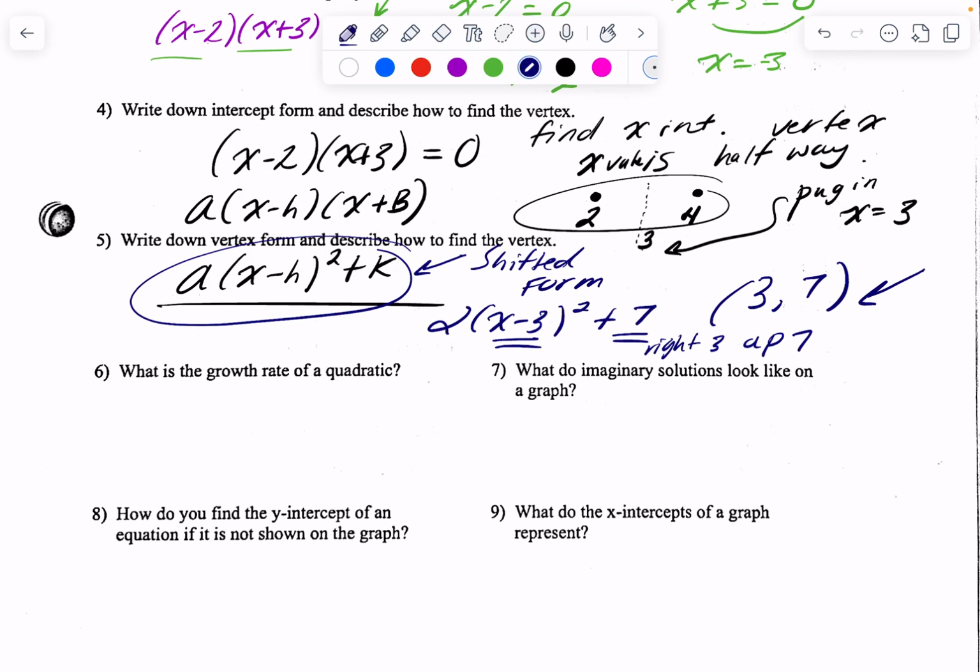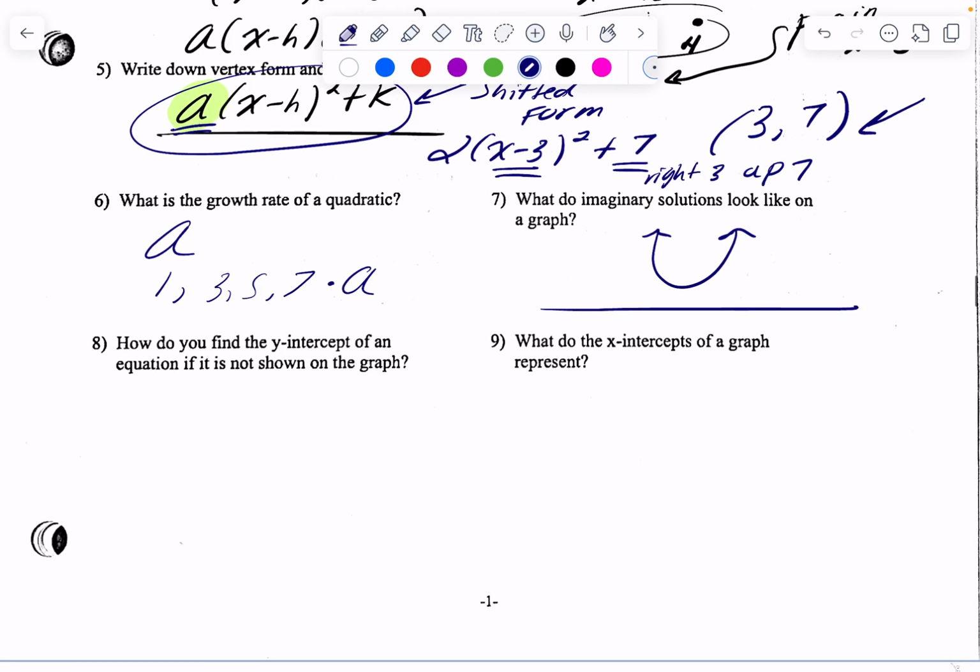What is the growth rate of a quadratic? It's our a value, and it's usually 1, 3, 5, 7. So then we just times whatever number is in front, our a value, by the regular acceleration of a quadratic, which is 1, 3, 5, 7. So I would just show a quadratic that doesn't cross the x-axis, has imaginary solutions.